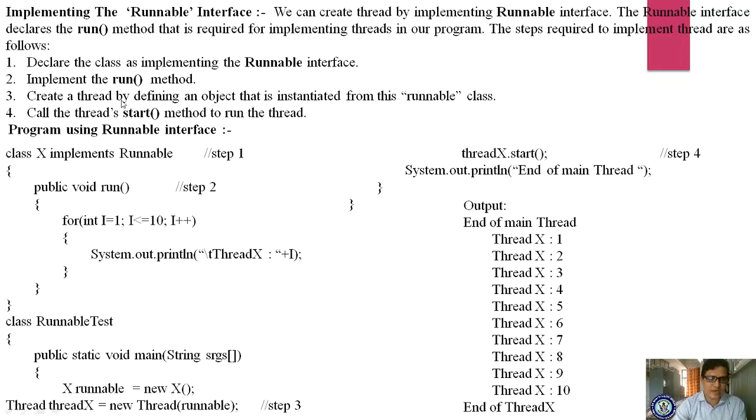Please observe here. Create a thread by defining an object that is instantiated from the Runnable class. This is the third point exactly that I am doing. I am creating the thread object, for which class? Thread class. While creating it, you are passing this object as an instantiation of the Runnable class. Afterwards you are calling this method, and whenever you call it, this run method will be executed.